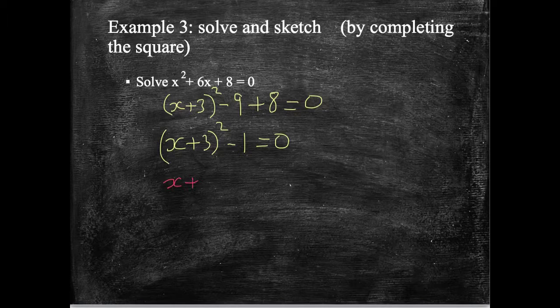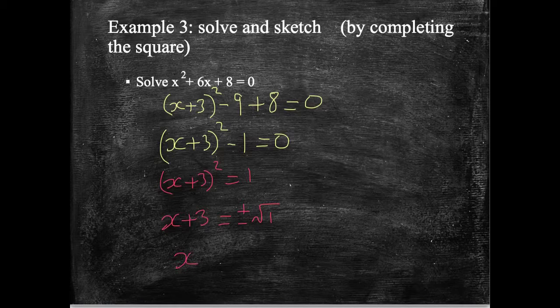X plus 3 squared equals 1. What I've done is I've added 1 to both sides. Next, I need to square root both sides. So x plus 3 equals, what have I got? Well, if I square root something, I could have a positive root or the negative root. So plus or minus root 1. Okay, and then I need to take 3 away.